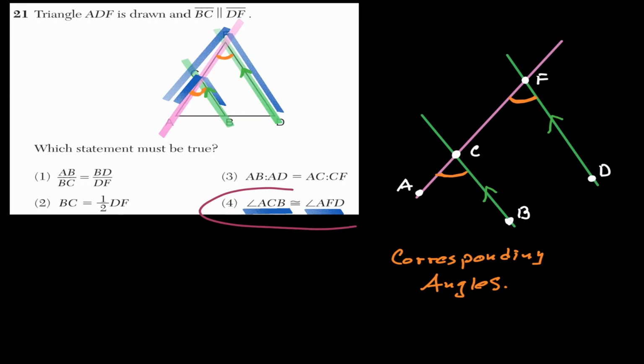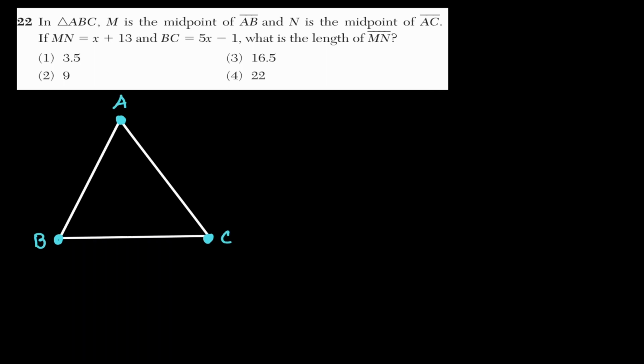So option number 4 is the correct one. In question 22, we have a triangle ABC. So let's start by drawing that, where M is the midpoint of AB. So let's draw that in here. That's about here. And then in addition, N is the midpoint of AC.